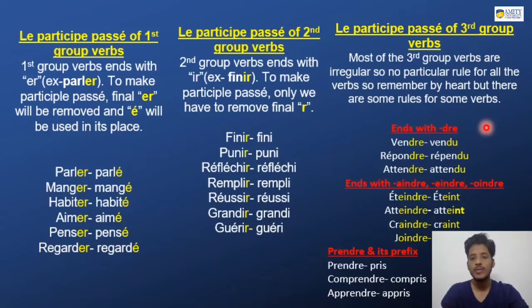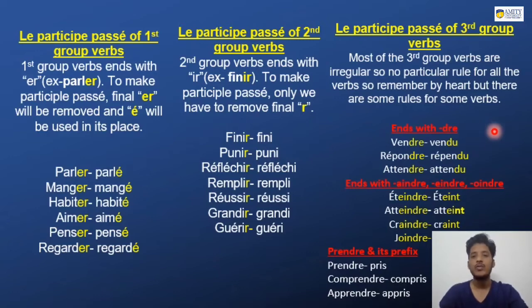In English, how do you make the participe passé? By adding ed. For example, play, played, played: P-L-A-Y, P-L-A-Y-E-D, third form. Watch, watched, watched: W-A-T-C-H-E-D. But there are many irregular verbs. Put, P-U-T, what is the third form of put? Put, put, put. Go, went, gone. So in English, there are also irregular verbs.